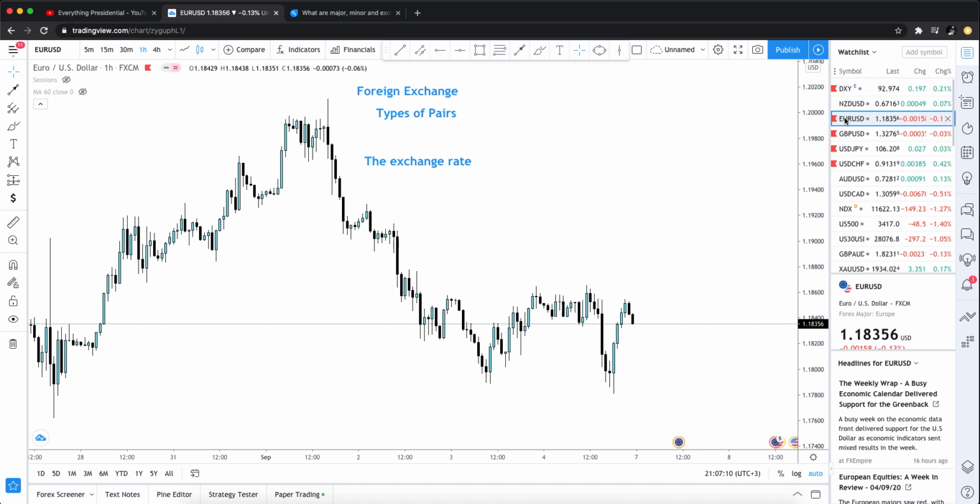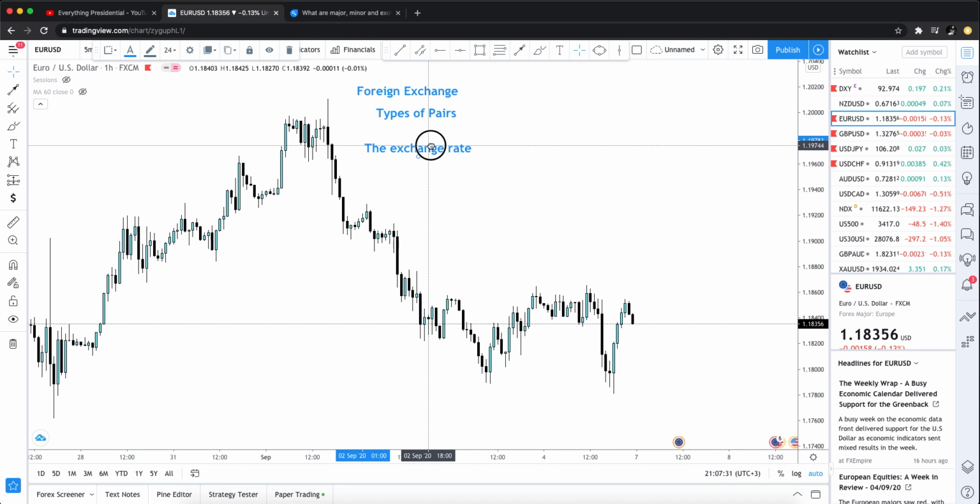By the way, Euro USD is the most traded currency pair in the world. It's about 20% of all the transactions that go around the world. 20%. That is insane.